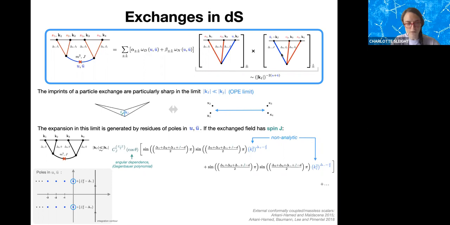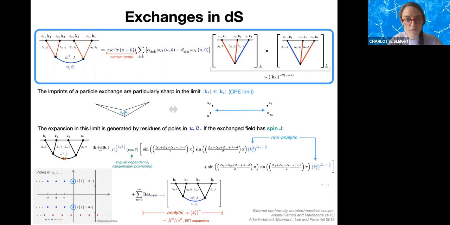So far I've only focused on the contributions from the on-shell exchange. In the full exchange, another source of poles in U and U bar comes from this cosecant factor, which are these red dots here. The residues of these red poles can only contribute terms that are analytic in the exchange momentum, because the cosecant factor encodes the contact terms in the exchange process.